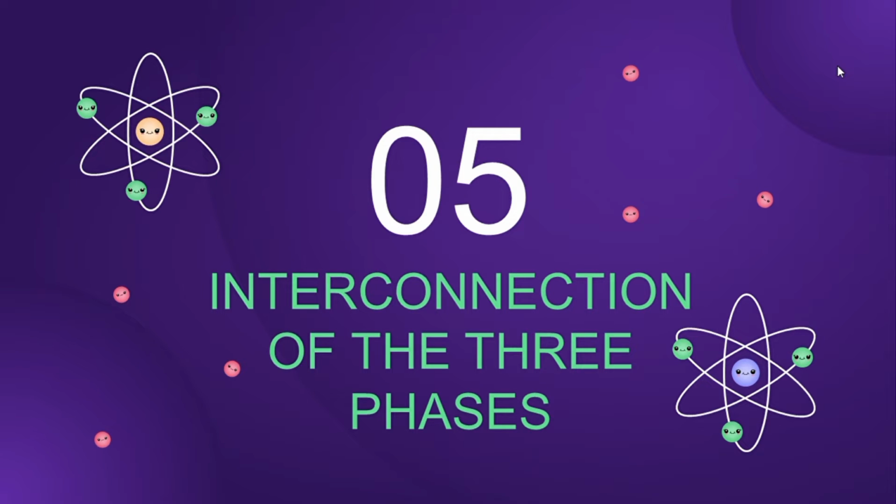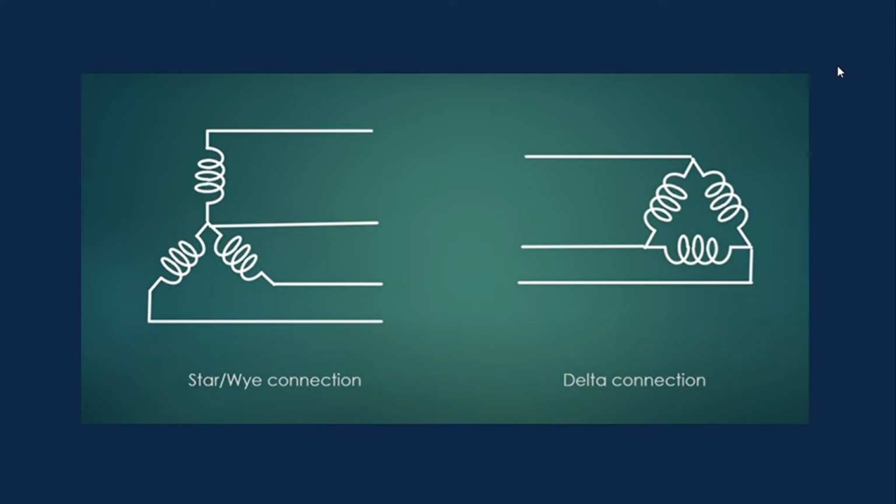The fifth topic is interconnection of the three phases. Interconnection of the three phases, star or wye connection and delta connection, are the two different methods which are used for connecting a three-phase system. In this topic, we'll learn in detail about the star and delta connection. We'll also know the voltage and current relationship in both connections and where these connections are used. And this topic will also have a look at the power transmitted by these two types of connection.